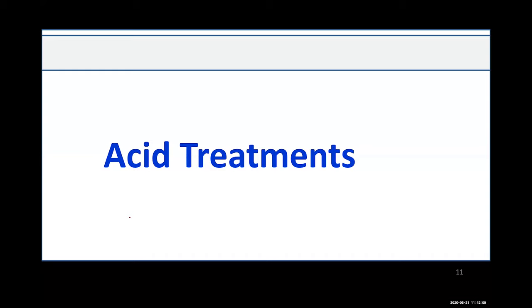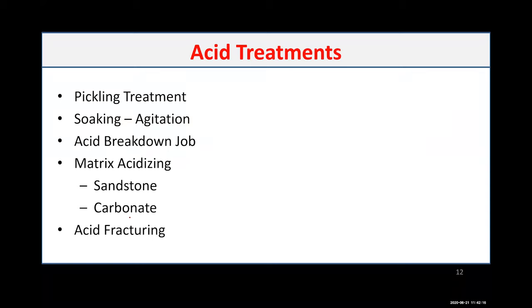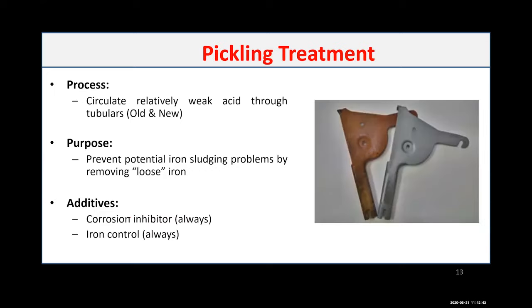Moving to another part, which is the acid treatment. What types of treatment do we usually pump acid for? We have different types of treatment where we typically use acids. The first one is called pickling treatment, then soaking or scale removal treatment, acid breakdown job, matrix acidizing, which is both one for sandstone and one for carbonate, and finally acid fracturing treatment. I'll go through each one, why we need it and how we can do it.